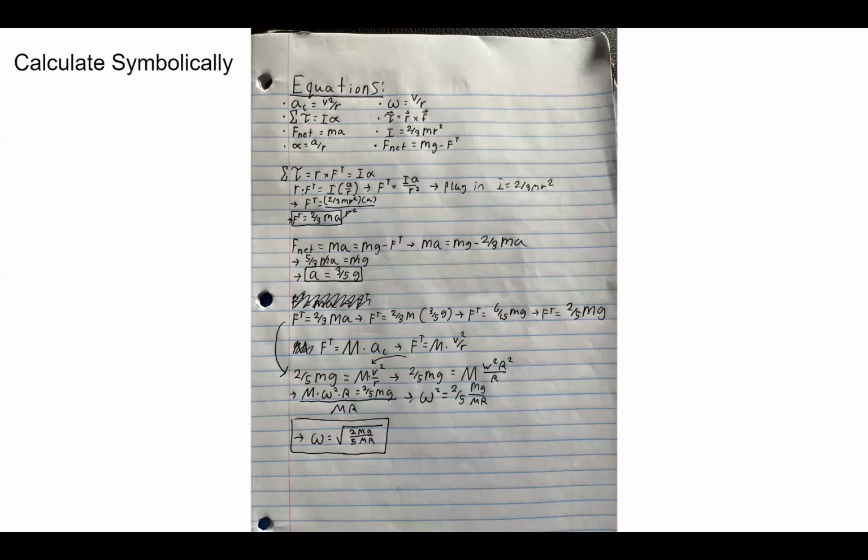And we know that v is equal to w times r. So using that, we can set 2/5 mass times gravity equal to the mass of the block times w squared r squared all over r. Simplifying that, we get w squared is equal to 2/5 mass times gravity of the ball all over mass times the radius of the block. Taking the square root of both sides, we get the angular velocity is equal to the square root of 2 times mass times gravity all over 5 times mass times the radius of the block.